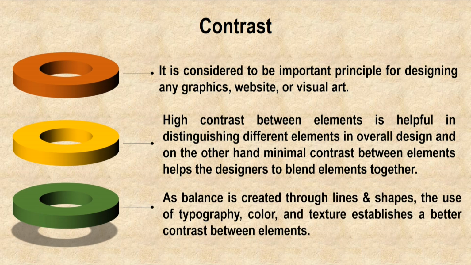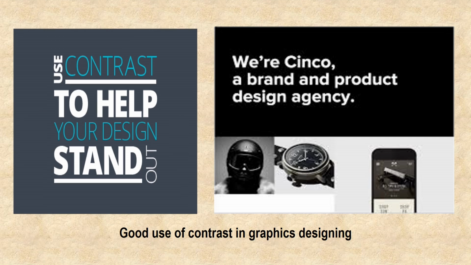As balance is created through lines and shapes, the use of typography, color and texture, these three things and some additional elements can be utilized for establishing a better contrast between the different elements. In these two examples, we can see how beautifully by making use of color and text size we have created a good contrast. So in the first figure, black is the background, and on the black background a text with white and blue color is used in different sizes in order to create a good contrast and for creating a better visual impact.